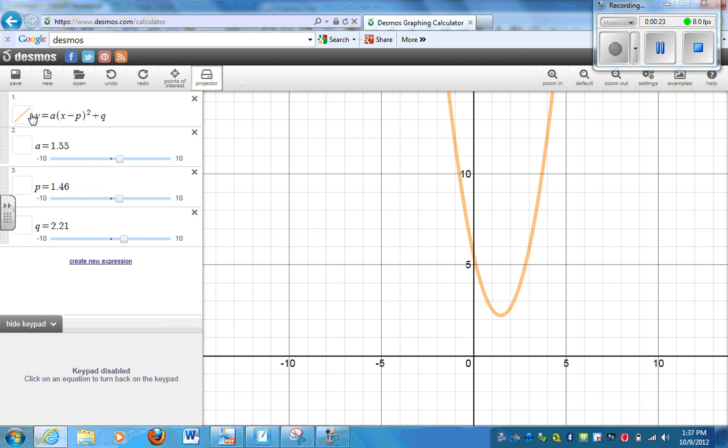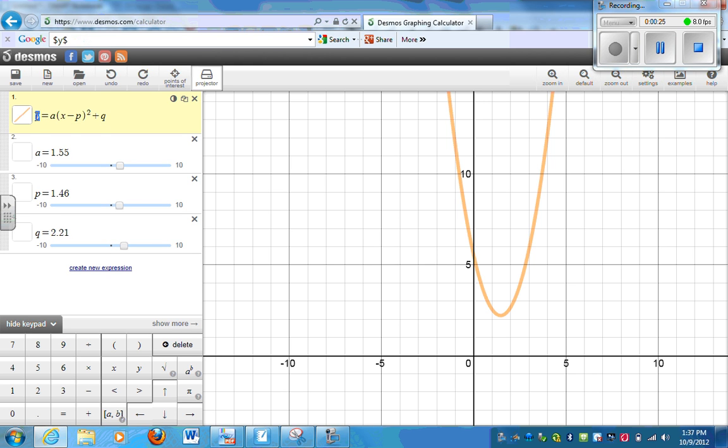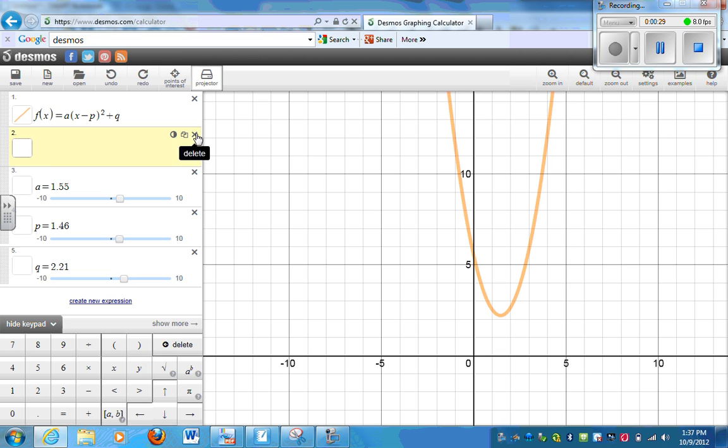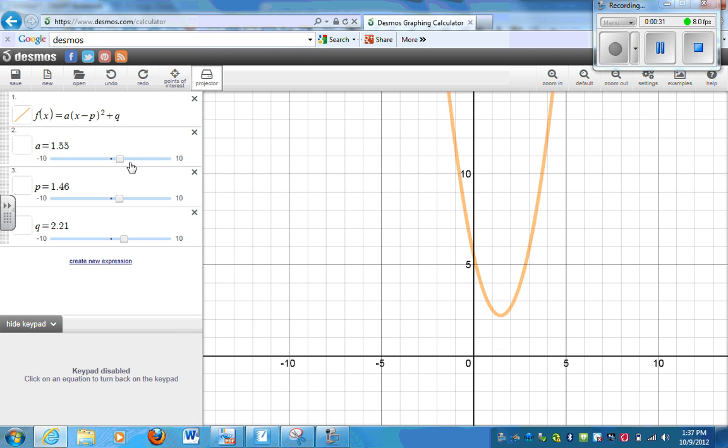And so I entered in f of x or y. I could have put either. Let's even just put f of x. Okay. And I put that general form. And what I've done is it allows me to have sliders. So it allows me to say, okay, what happens when I increase the value of A? What happens when I decrease the value of A? You see something special that happens there.